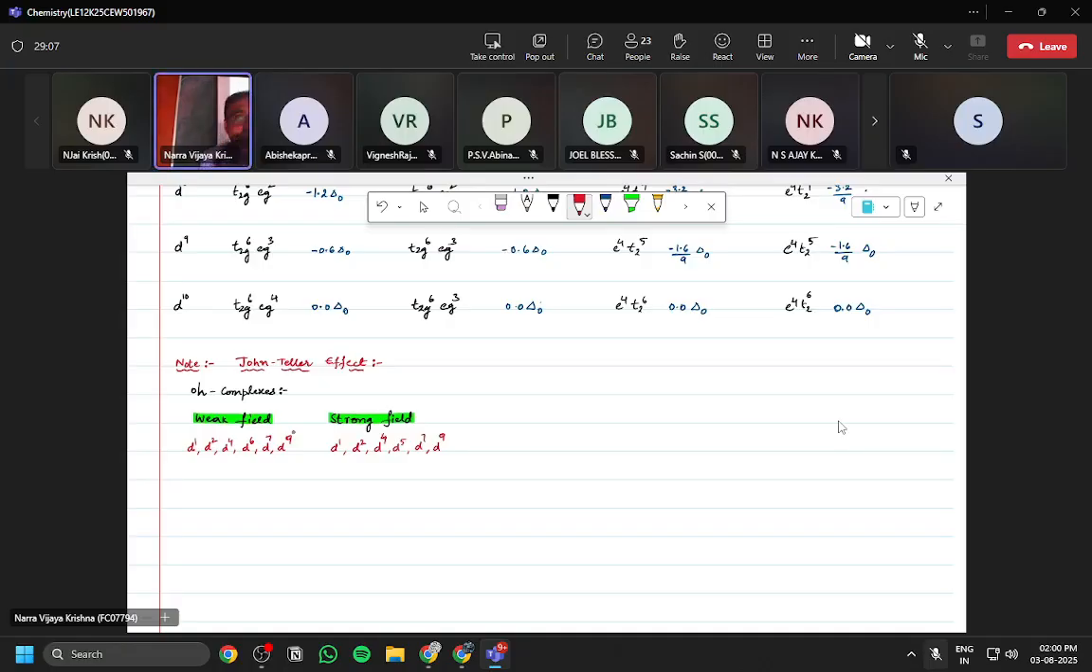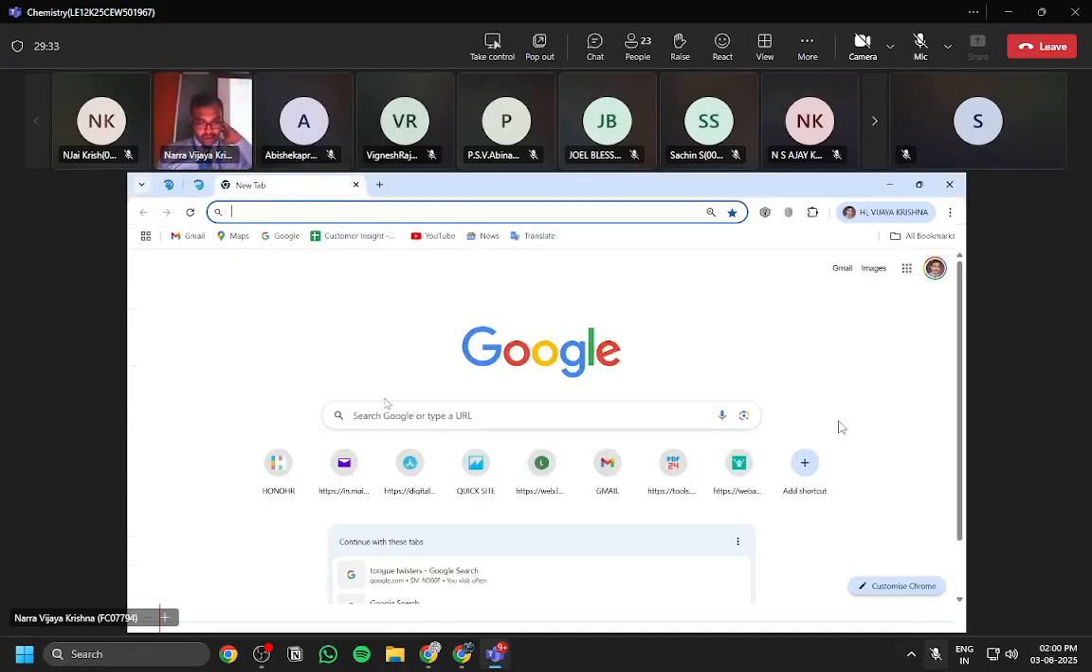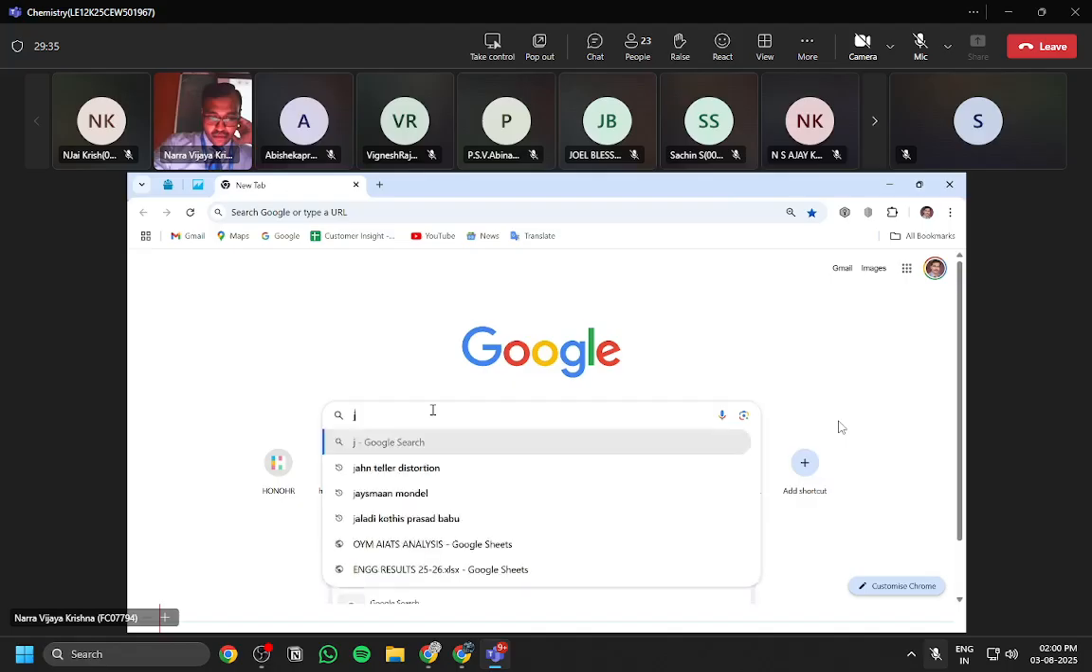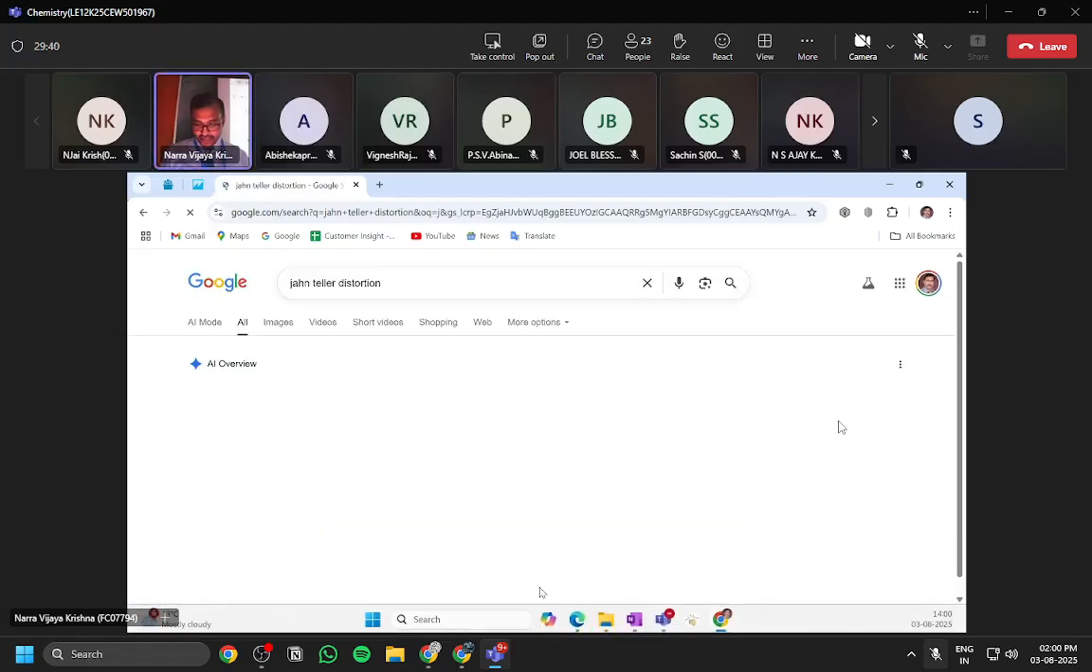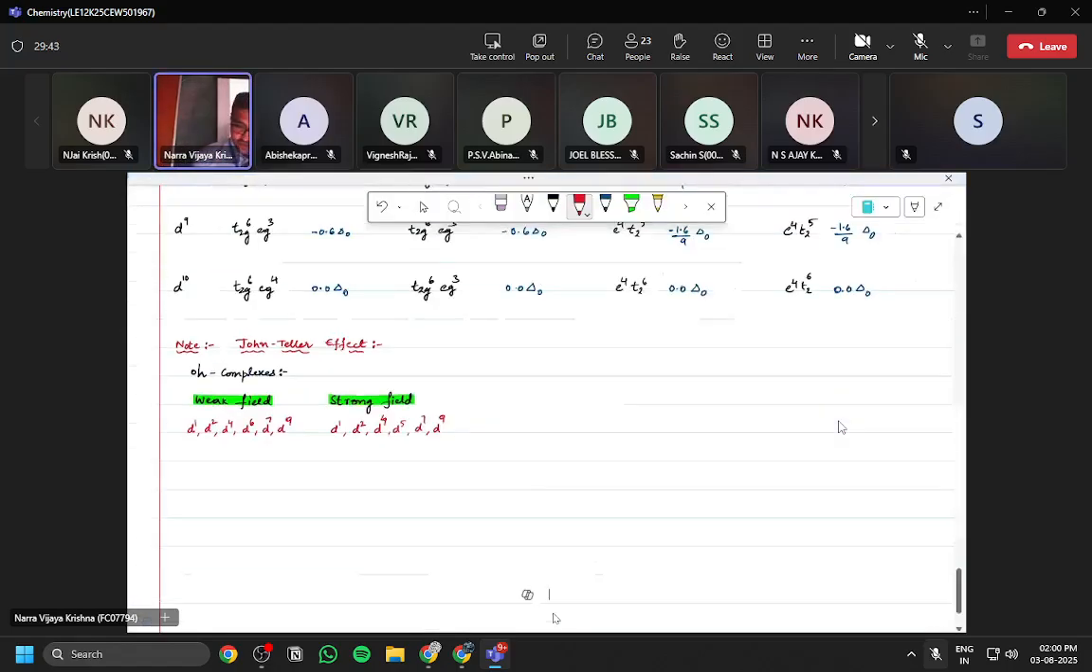Clear? Regarding Jahn-Teller distortion, because of this unsymmetrical distribution, particularly in case of copper complexes, there will be elongation and compression, right? For example, if I consider, I wrote the spelling wrong, I think.